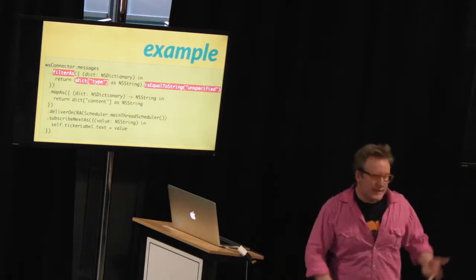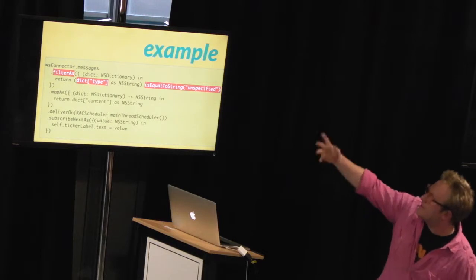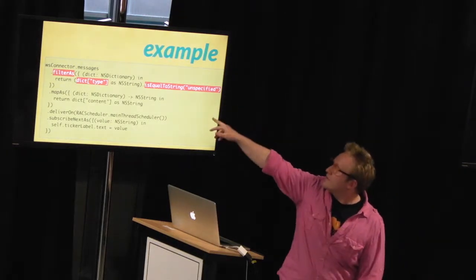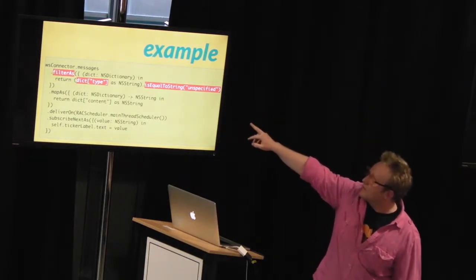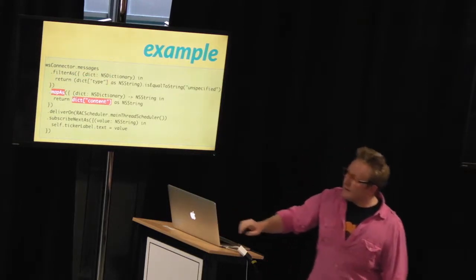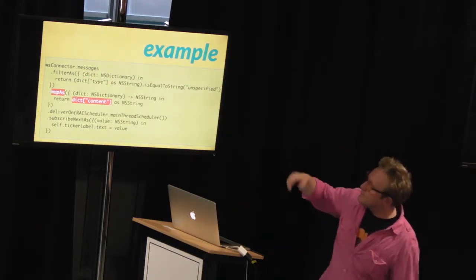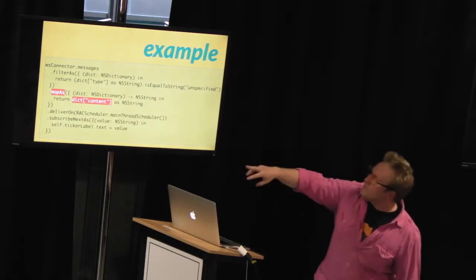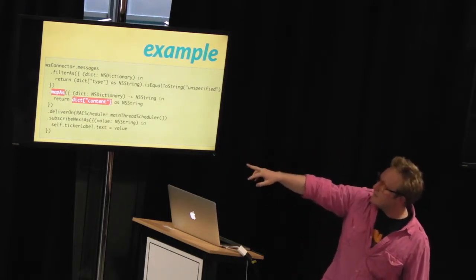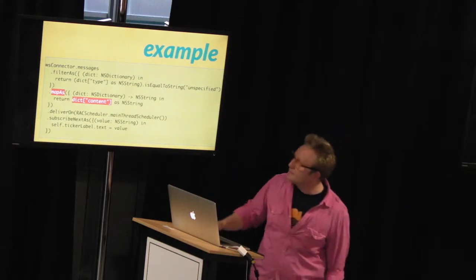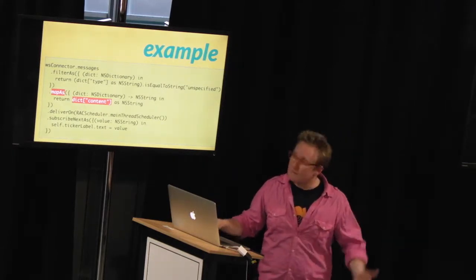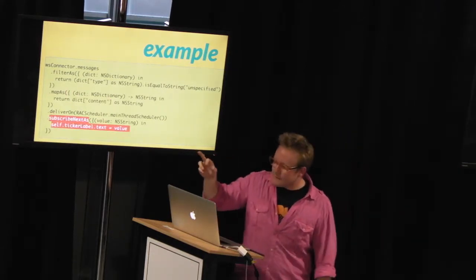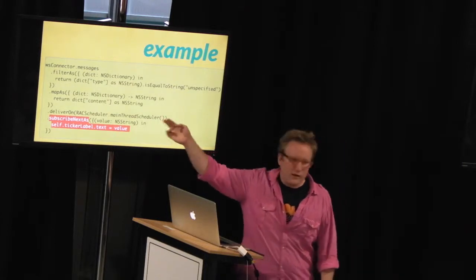So as I said, there are 3 things. First of all, we'll filter. So we've got a filter method. We throw away everything that isn't equal to unspecified. Then out of the end of there, we map it. So we're given a dictionary. I only want to extract the content field from my dictionary. So I've now got a string, because that was a string. And then finally, I've not highlighted it. Deliver on is quite cool.